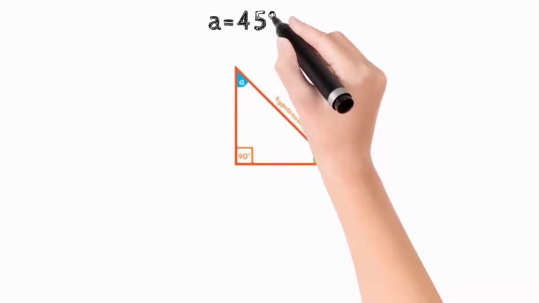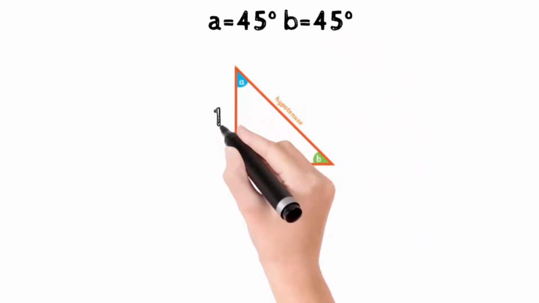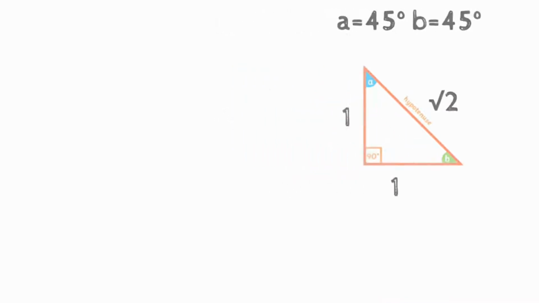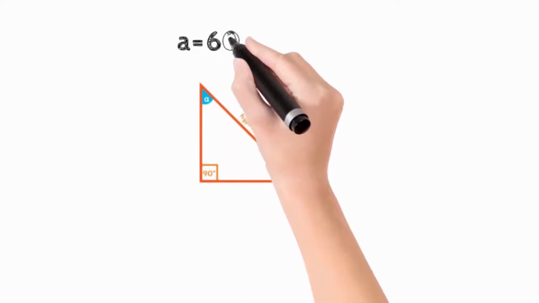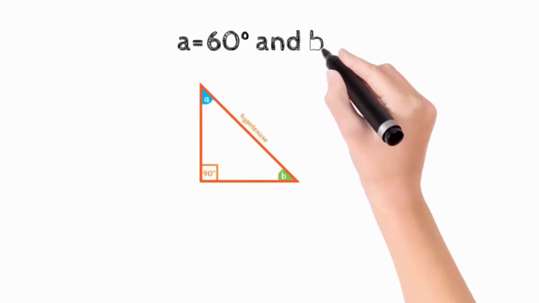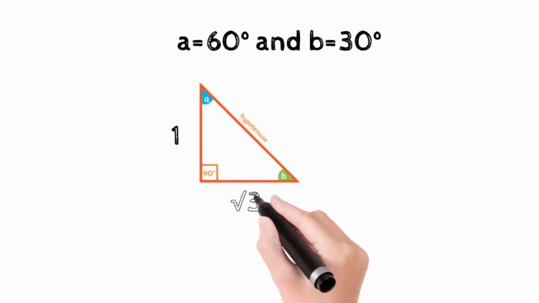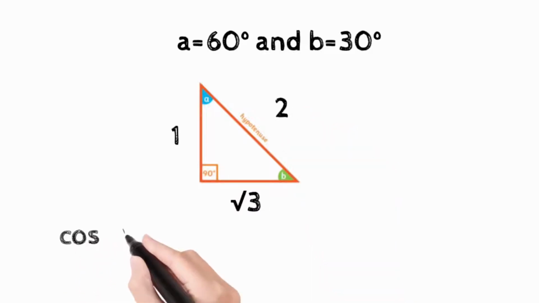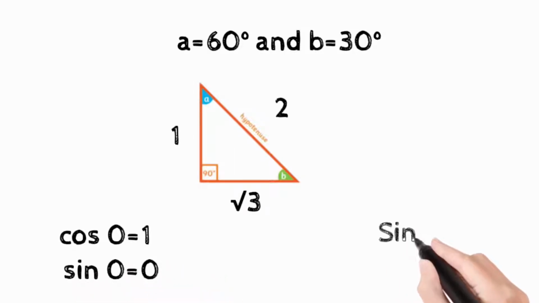Now the values. Let us consider the same right angle triangle where A is 45 degrees and B is 45 degrees. Now the opposite and adjacent sides of the triangle will be 1, 1 and the hypotenuse is root 2. Using this, the trigonometric ratios can be developed. In the same way, for the triangle with A equal to 60 degrees and B equal to 30 degrees, the values of trigonometric ratios can be found for 30 and 60 degrees. Care should be taken here that root 3 should be closer to the 30 degree side.